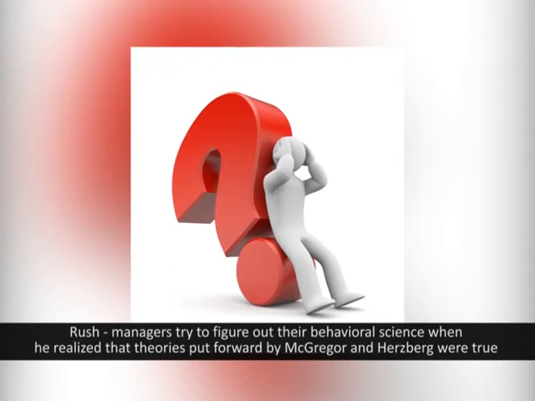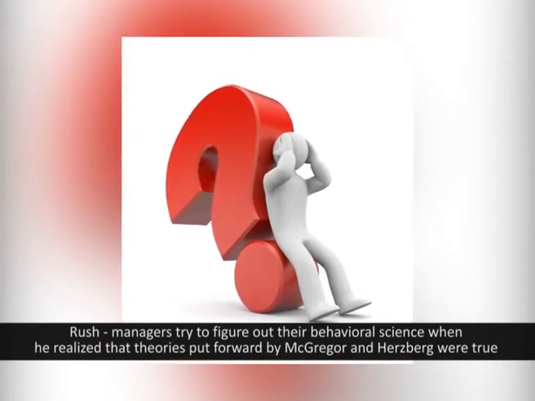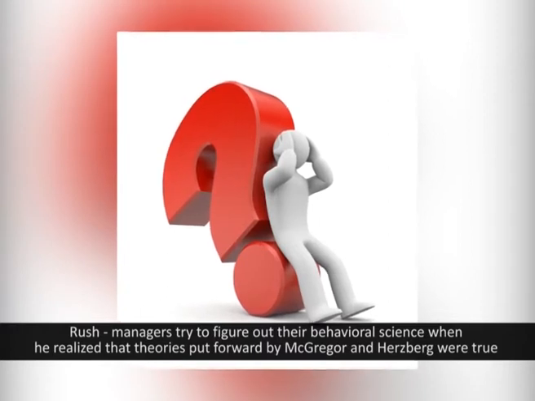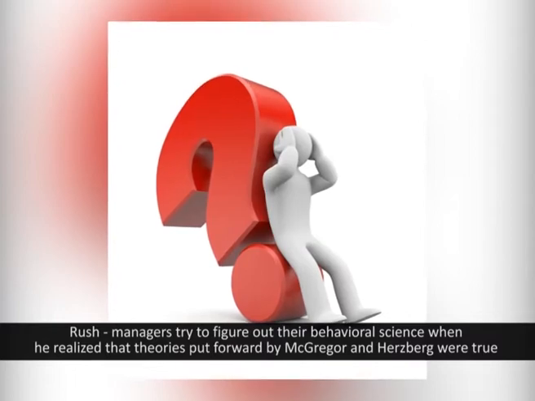Increased human productivity at work would give enormous payoffs, but the genie still seems to be locked in the magic lamp, judging by the practices being followed in the industries. McGregor and Herzberg are two psychologists famous for their work in this field. Rush in 1969 studied some managers trying to figure out their behavioral science when he realized that theories put forward by McGregor and Herzberg were true.